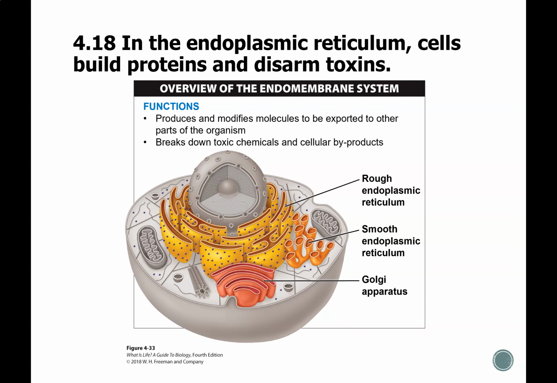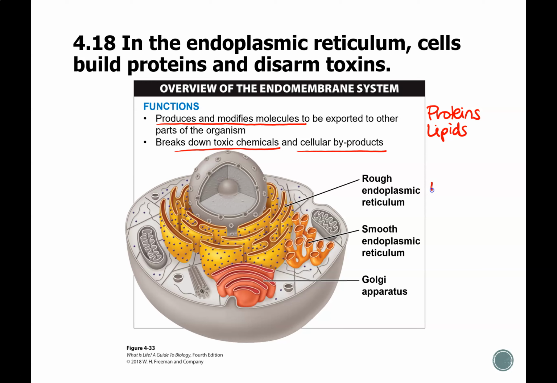So there are two main functions of the endomembrane system in general, and that is the production and modification of molecules. So the endomembrane system produces things like proteins and lipids, and then modifies them and packages them up for distribution. The other function of the endomembrane system is to break down toxic chemicals and chemical byproducts, and then those can also be released from the cell as needed.